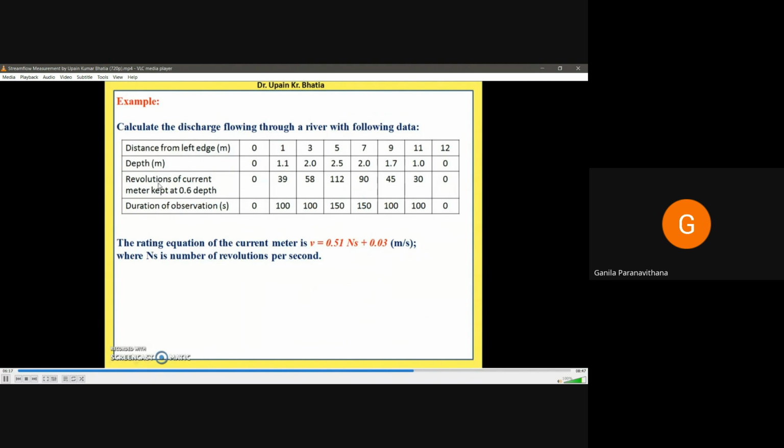Now, for working out the velocity of flow, the number of revolutions of the current meter are given at 0.6 depth. All these values are given as the number of revolutions for the current meter, and the duration of observation is also mentioned in the fourth row. To calculate the velocity of flow, the rating equation of the current meter is also given as V is equal to 0.5 Ns plus 0.03. Ns here is the number of revolutions per second.